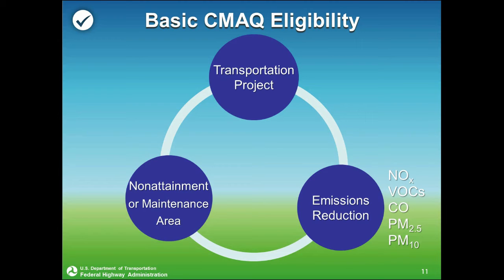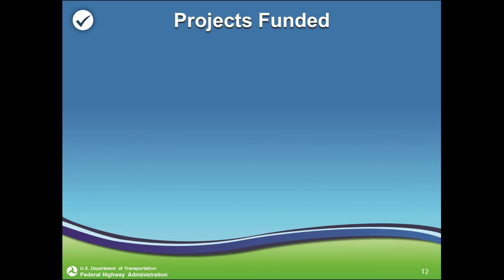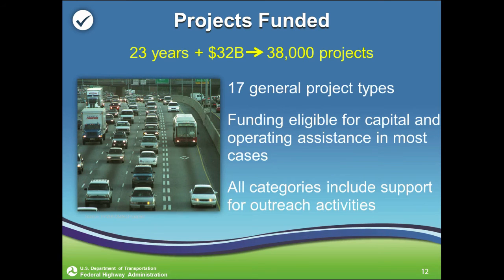States that have PM 2.5 non-attainment or maintenance areas are required to invest a portion of their CMAQ funding in projects that reduce PM 2.5 emissions. Since 1992, the CMAQ program has provided more than $32 billion in funding to support more than 38,000 projects across all 50 states plus the District of Columbia and Puerto Rico. These projects are assigned to 17 categories, offering support for capital and some operating assistance.